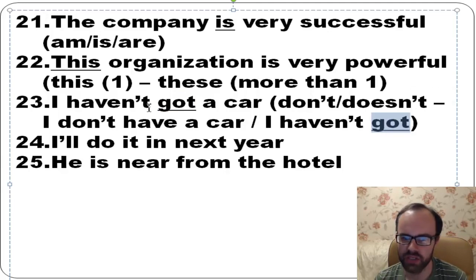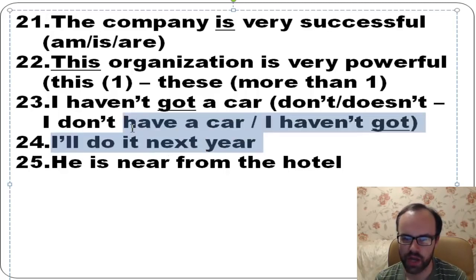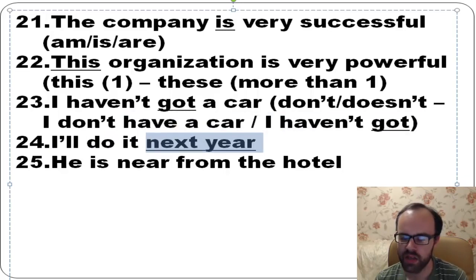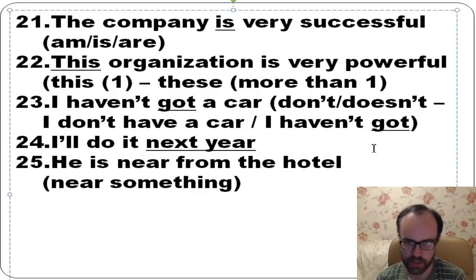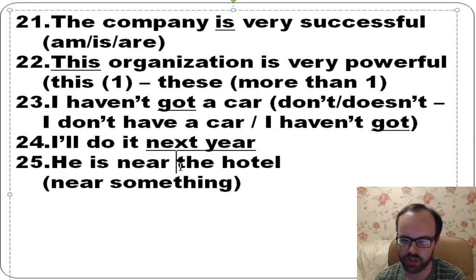Next, I'll do it in next year. So where is the mistake? So next year without in. I'll do it next year, next week, next month, and so on. He is near from the hotel. So what is wrong? We say near something. So he is near the hotel without from.